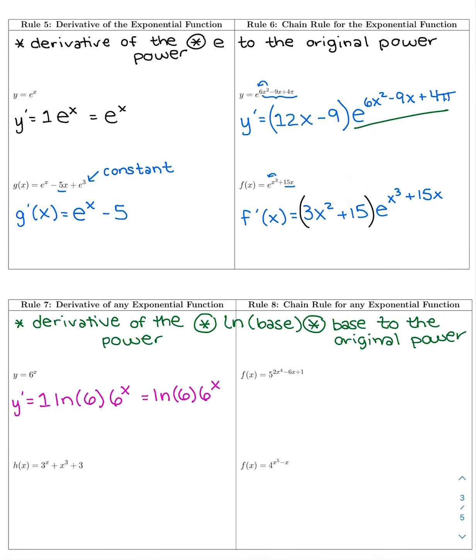We could continue with this rule here. If you have just a regular 3 to the x, you could take the derivative of the power, but the derivative of 1x is 1, so you really just end up with ln of your base, and your base is 3, to the original power. The derivative of 3 to the x is ln of 3 times 3 to the x. Next one, x cubed, bring down that power, you're going to have 3x squared for your derivative. And then the derivative of 3 is 0, because that's a constant.